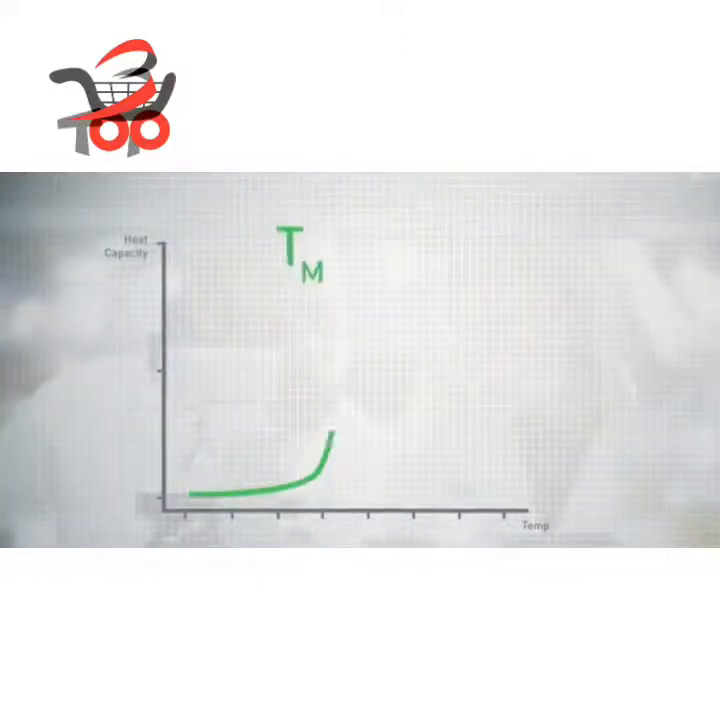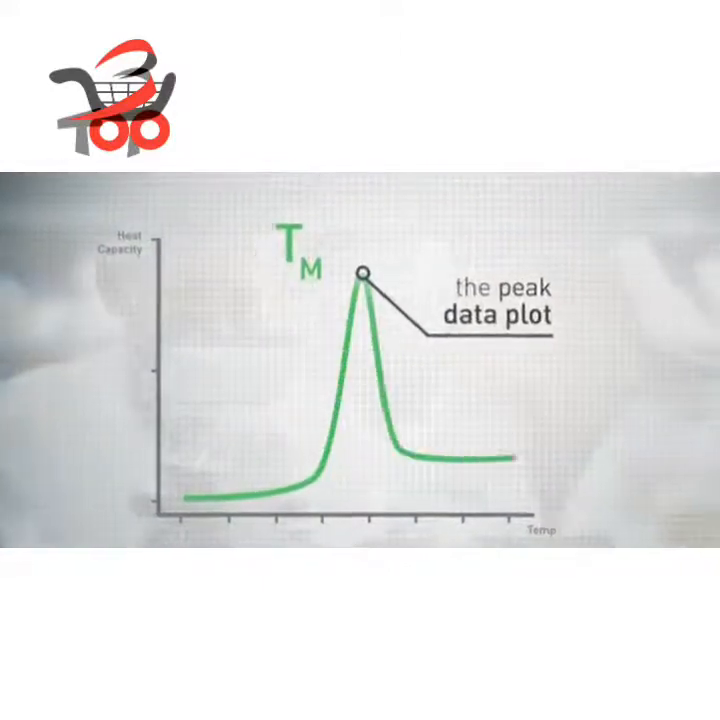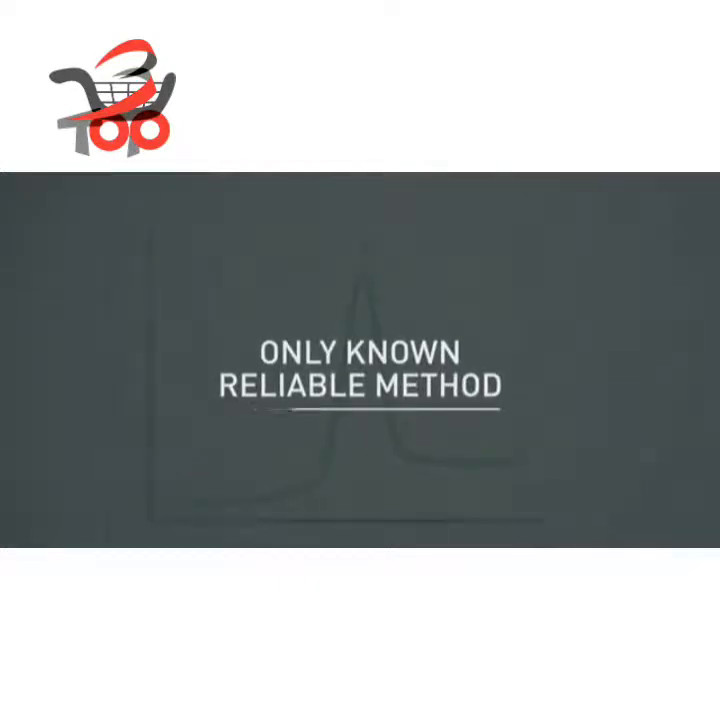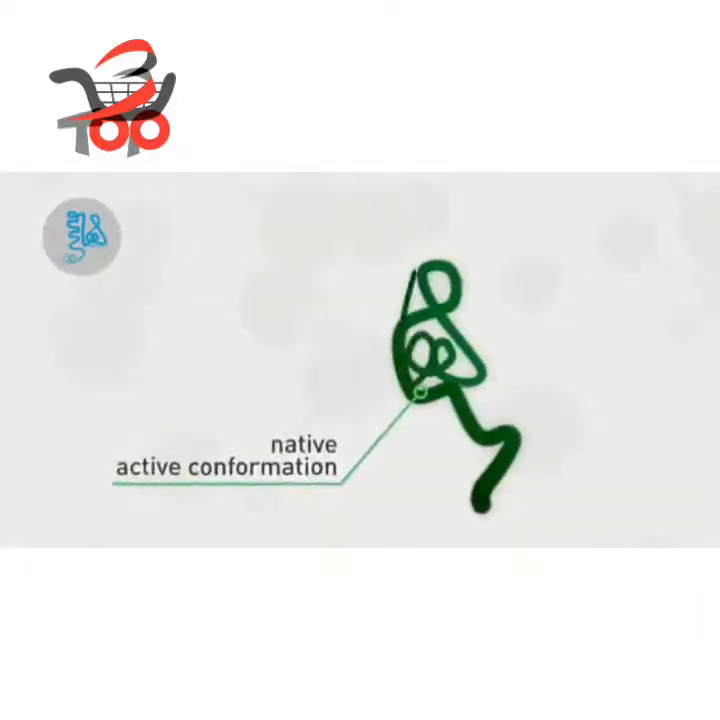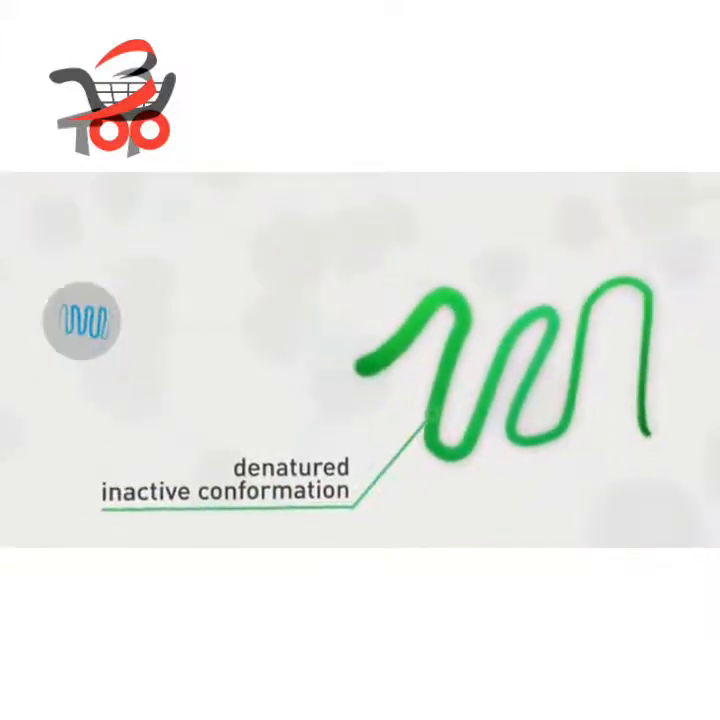DSC presents the TM as the peak of the data plot. Importantly, DSC is the only known reliable method to directly measure unfolding thermodynamics of protein samples, from a native active conformation to a denatured inactive conformation.